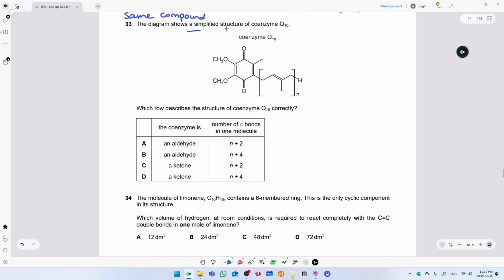Diagram shows a simplified structure of coenzyme Q10. Which row describes the structure of coenzyme Q10 correctly? I can't really find any aldehyde groups here, so it's not an aldehyde. Ketone is more like it. There are two ketone groups here, so ketone. Number of pi bonds in one molecule. So we have here, this is 1, this is 2 pi bonds, and then 3, 4, and then here is the fifth one, but it's an N. So it's 4 plus however many N is. So N plus 4, D.